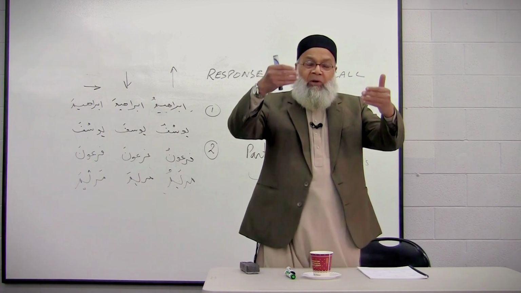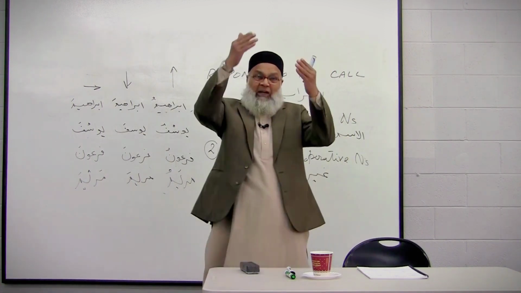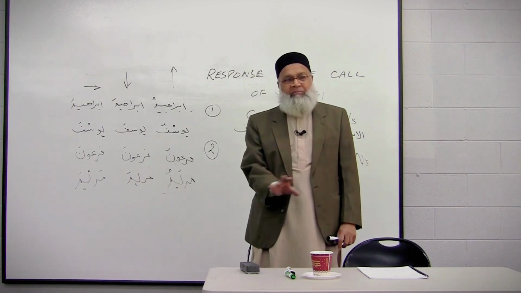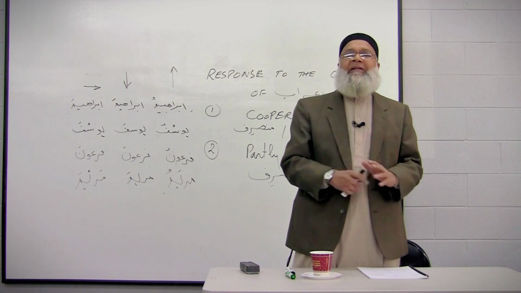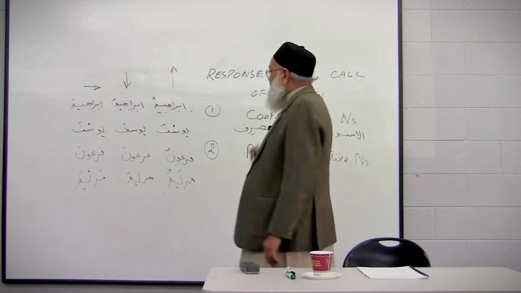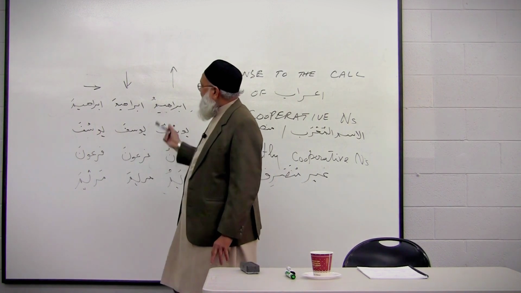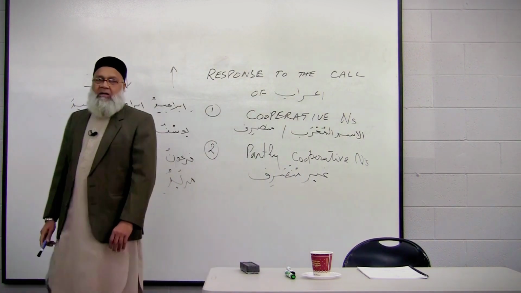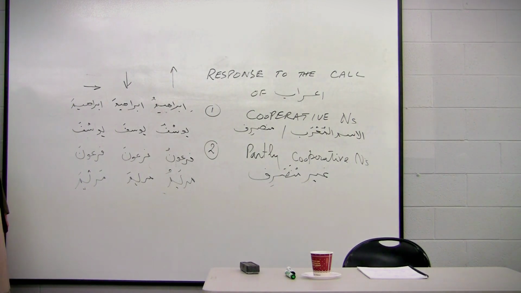But this is a very long list. In this short course, it's not possible for us to study the whole list. You must have some detailed grammar book and you have to memorize these things from that. The heading I have told you, the concept I have told you, is that their i'rab will be like this: Ibrahimu, Ibrahima, Ibrahima, Yusufu, Yusufa, Yusufa, Fir'aunu, Fir'auna, Fir'auna, Maryamu, Maryama, Maryama.